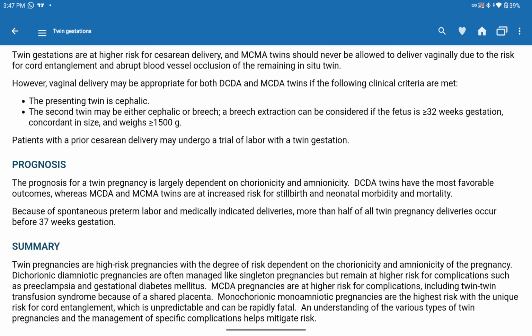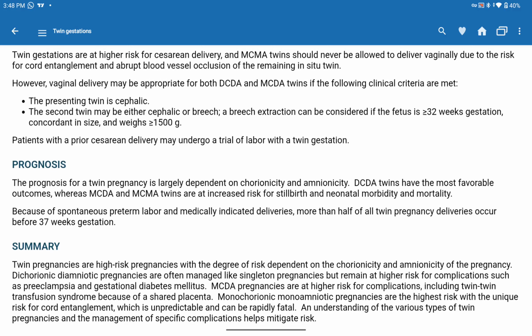So it is a very high risk twin pregnancy. Dichorionic diamniotic twins have the most favorable outcomes, whereas monochorionic diamniotic and monochorionic monoamniotic are at increased risk of stillbirth, neonatal morbidity, mortality, birth asphyxia, cord entanglement, etc. Because of spontaneous preterm labor and medically indicated deliveries, more than half of all twin pregnancy deliveries occur before 37 weeks of gestation. So twin pregnancies are high risk pregnancies, with risk dependent on the chorionicity and amnionicity.